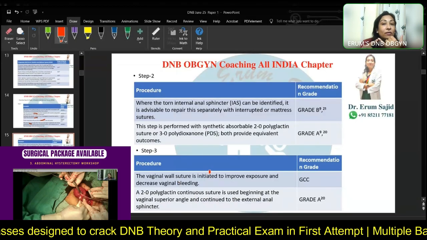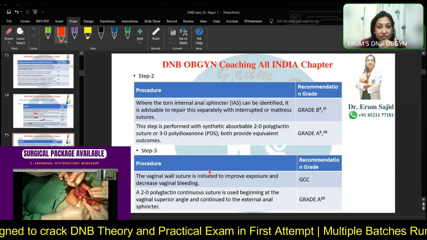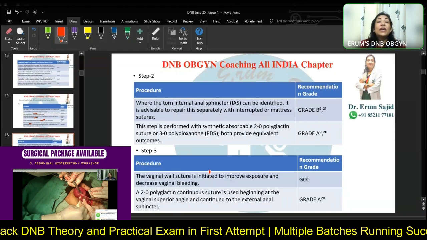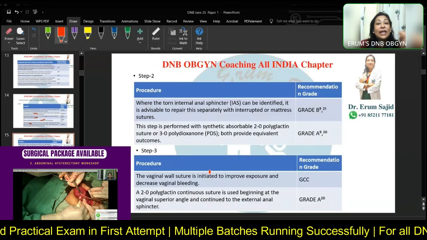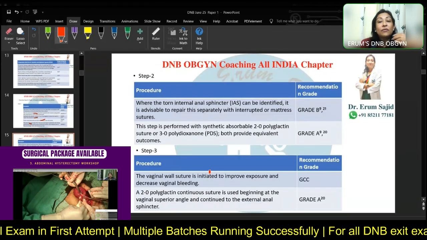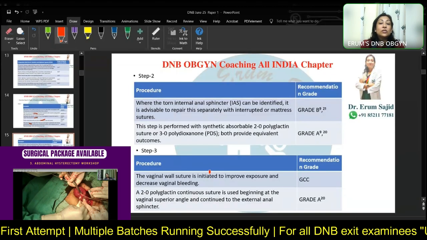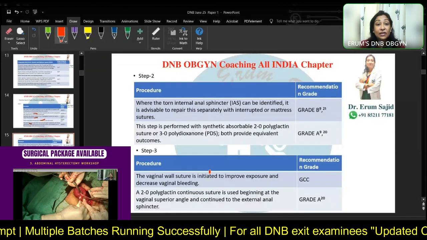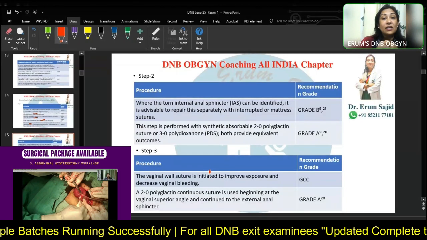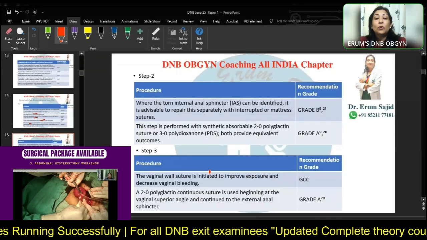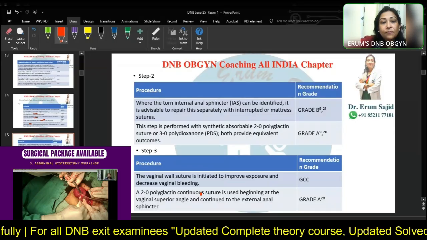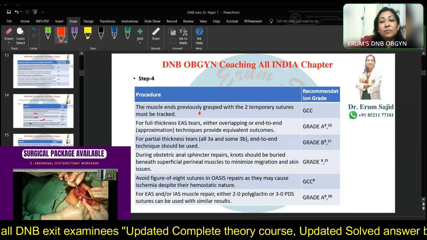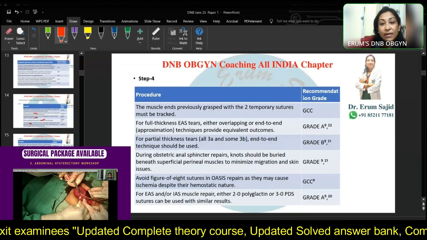Let's start with step 1, in which you saw what part is torn. You gave stay sutures and you took the external anal sphincter in your hand. Then you started suturing the internal anal sphincter with the help of 2-0 Vicryl or 3-0 PDS. Then you suture the external anal sphincter. Then you start suturing the mucosa, the vaginal wall, with 2-0 continuous sutures. Okay, then the muscles.